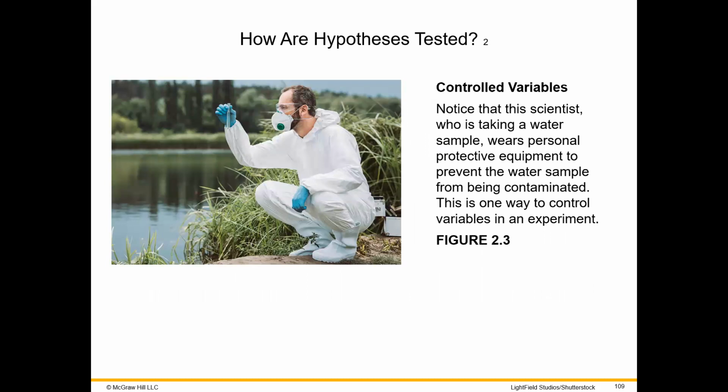Now, what are controlled variables? If you notice here that this is a scientist who's taking a water sample and he's wearing PPE, personal protective equipment, to prevent the sample from being contaminated. And that's one way we can control variables in an experiment, because on our bodies we carry bacteria, we carry elements that could fall into that test tube that he's holding and contaminate it.